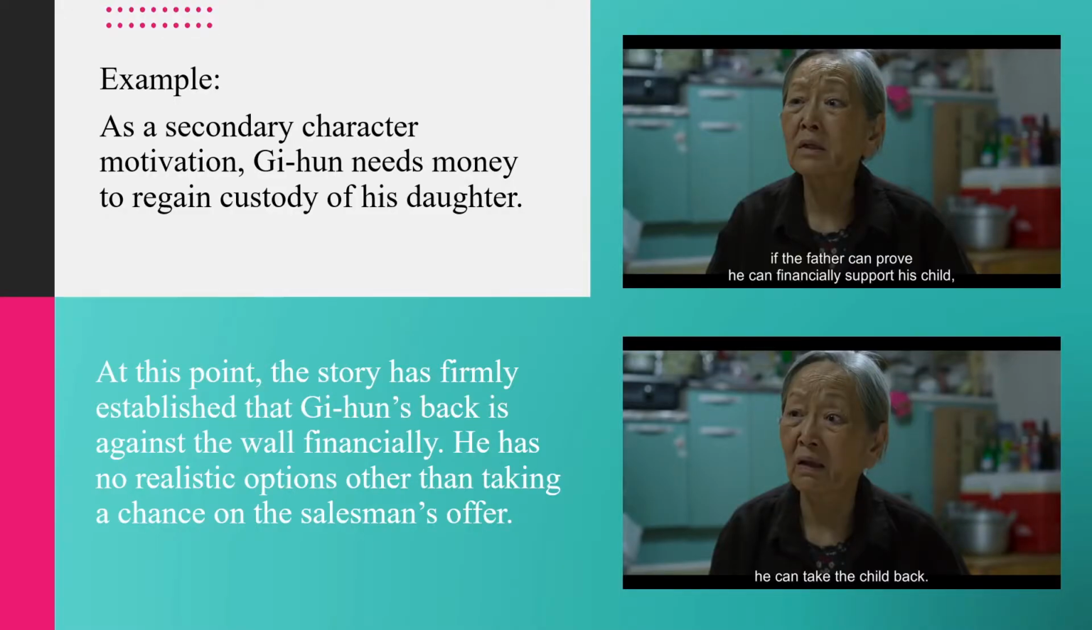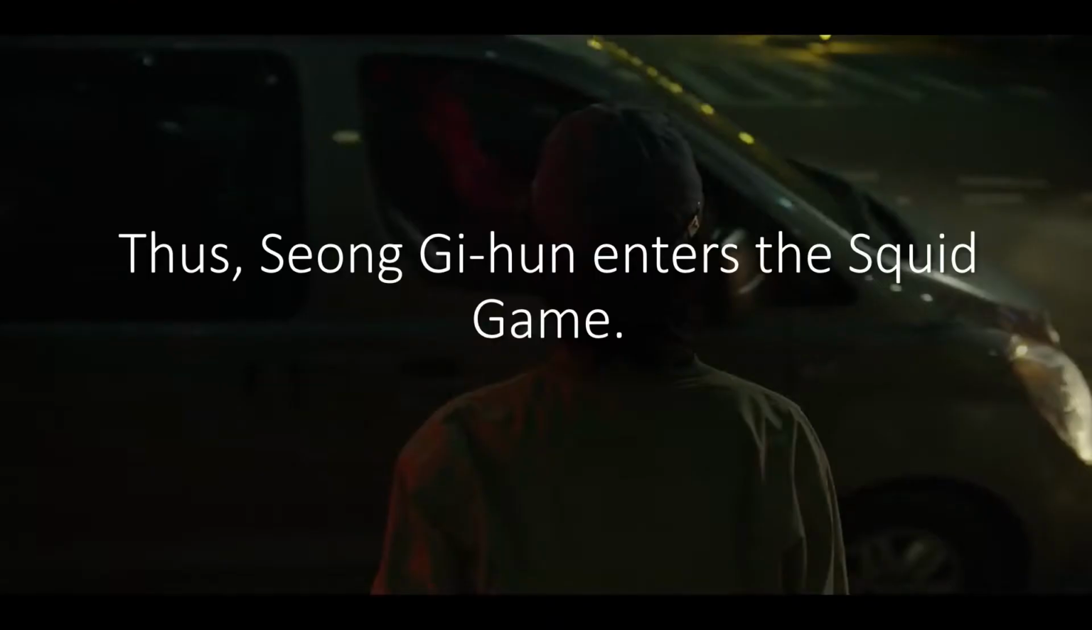Example. As a secondary character motivation, Gi-hun needs money to regain custody of his daughter. At this point, the story has firmly established that Gi-hun's back is against the wall financially. He has no realistic option other than taking a chance on the salesman's offer. Thus, Seong Gi-hun enters the Squid Game.